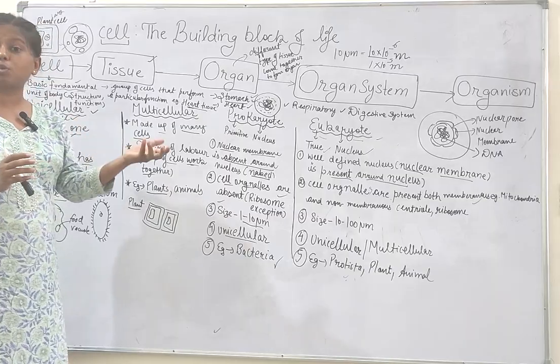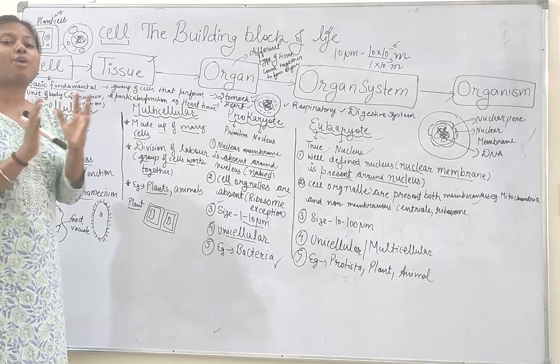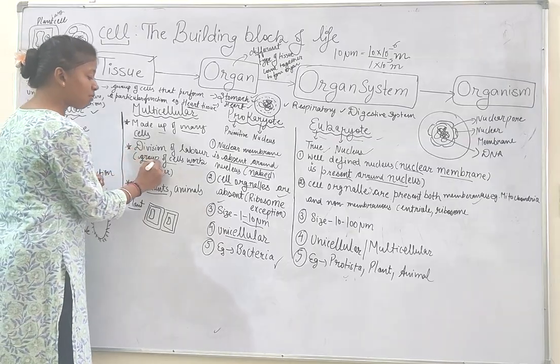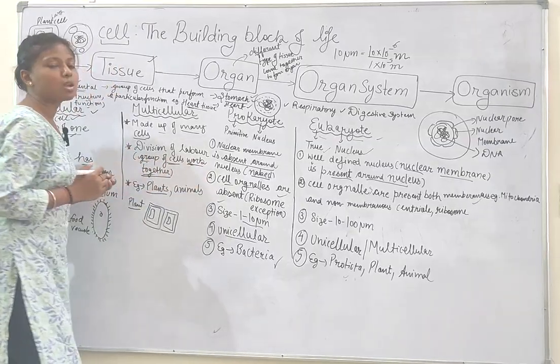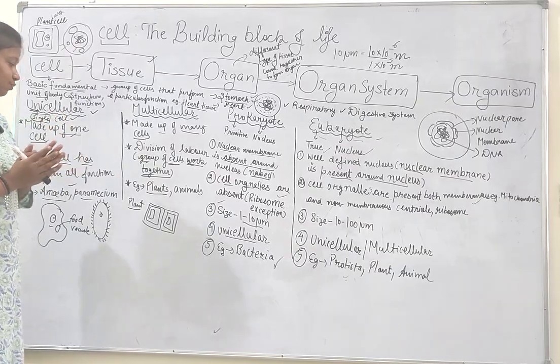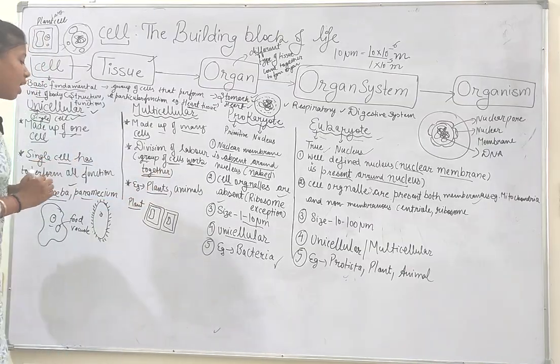Now, what do you mean by division of labor? Due to many cells being present, they can divide the work between them. So, that is the division of labor. In this group, cells work together. Various cells come together and perform various functions. This includes plants and animals, right?